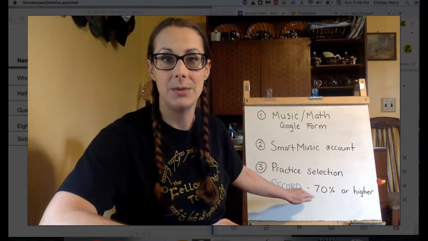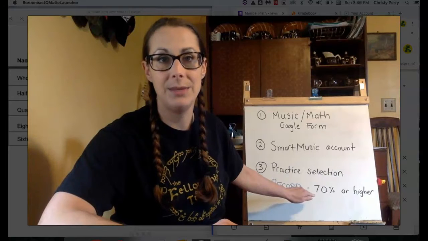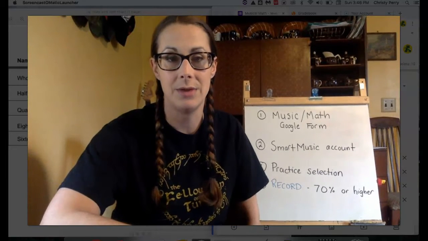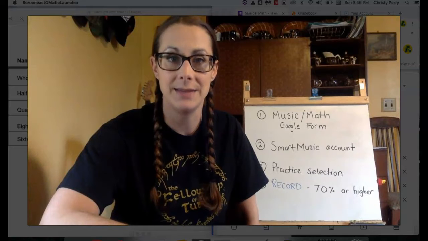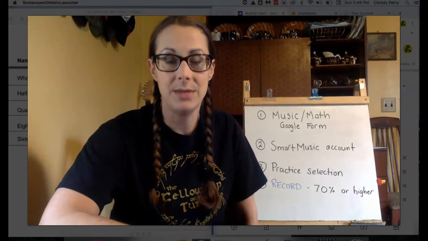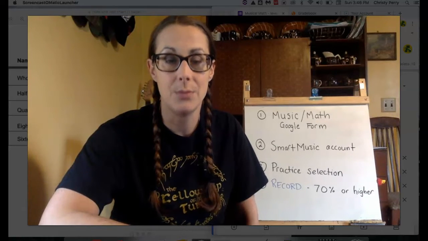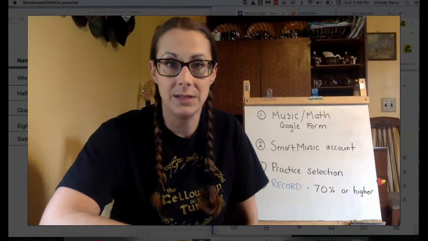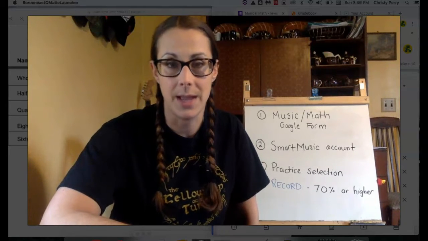70% or higher equals an S in the grade book. S means satisfactory, okay? We're not doing A, B, C anymore in our grade book for junior high. We're doing S and N. Satisfactory means you are 70% or more accurate. And N means needs improvement. That is a 69% or lower, okay?